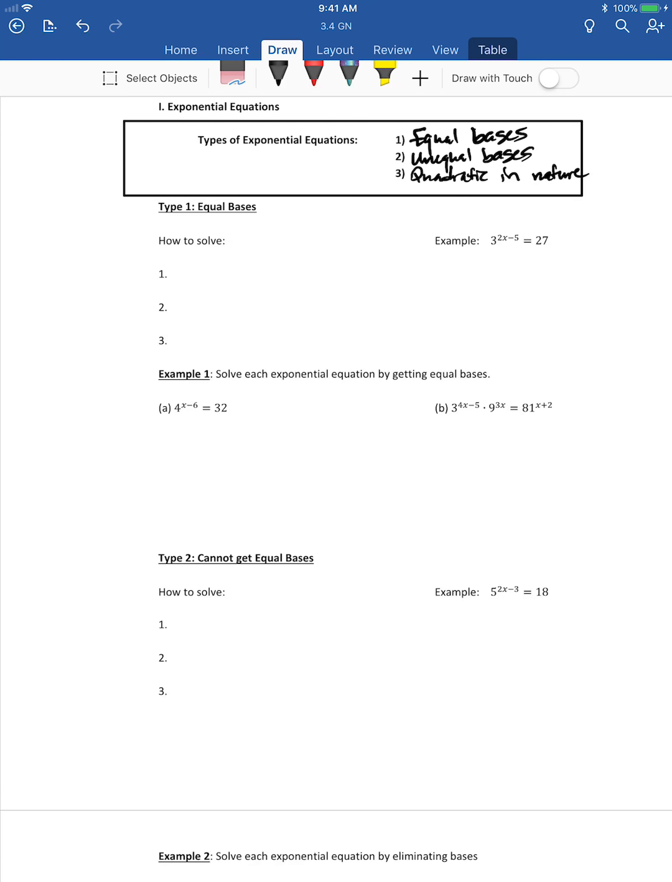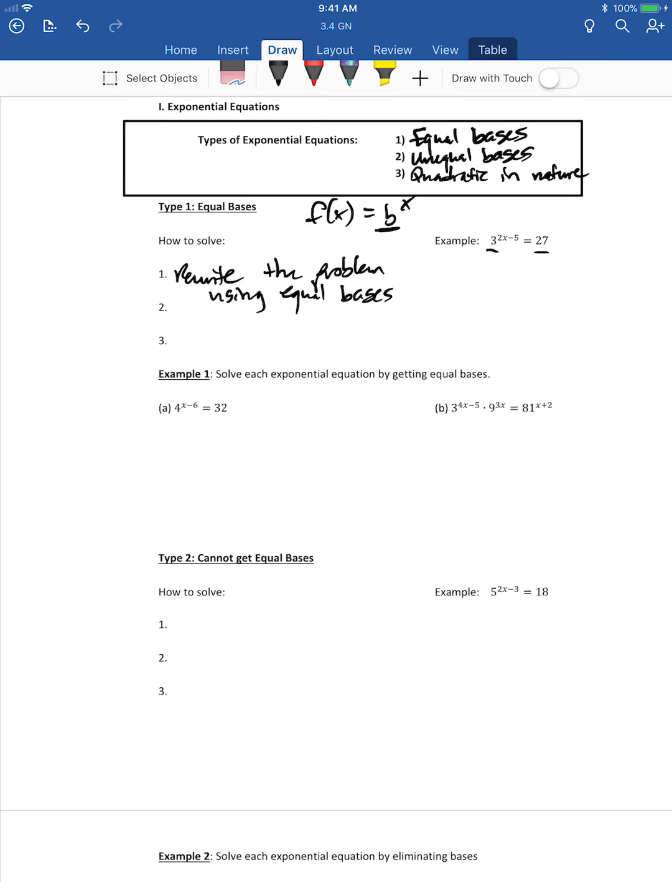Equal bases is our first type, and we have 3 steps to solve this. First, we rewrite the problem using equal bases. Remember that if I have f of x equals b to the x, b is my base. I said way back in our first video that you needed to be able to think about the bases pretty easily and quickly, so hopefully you listened to me. F of x equals b to the x, so here my base is 3, here my base is 27. I want the same base.